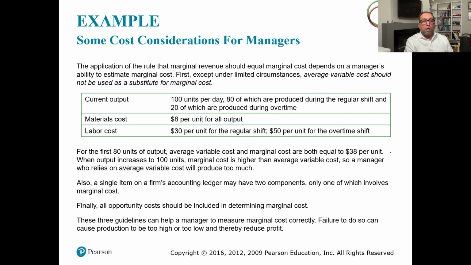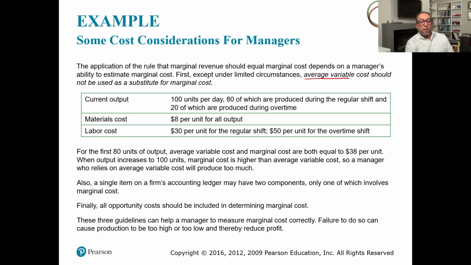Some marginal cost considerations for managers: the application of the rule that marginal revenue should equal marginal cost depends on the manager's ability to estimate marginal cost. First, except under limited circumstances, average variable cost should not be used as a substitute for marginal cost. So average variable cost is not a marginal cost.